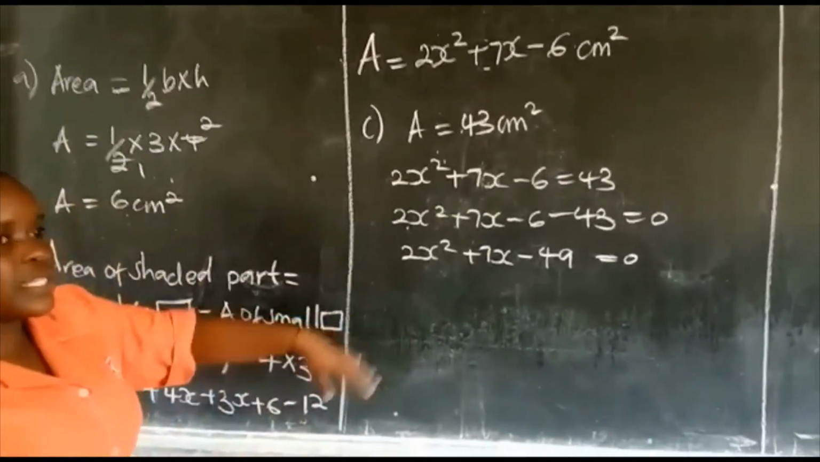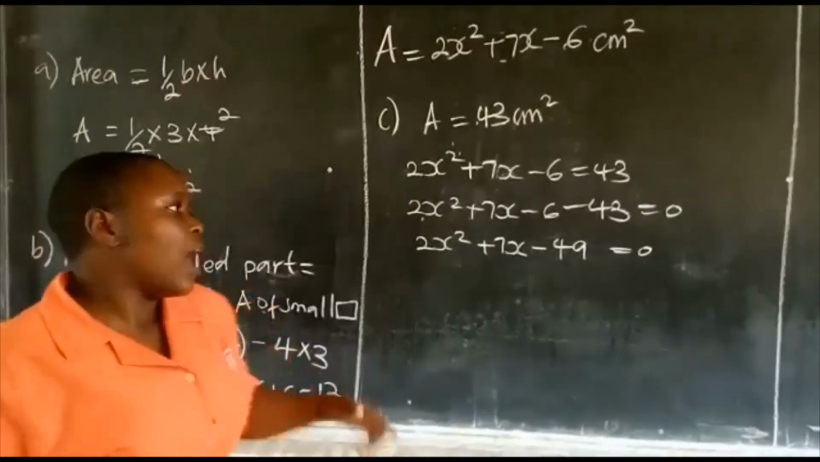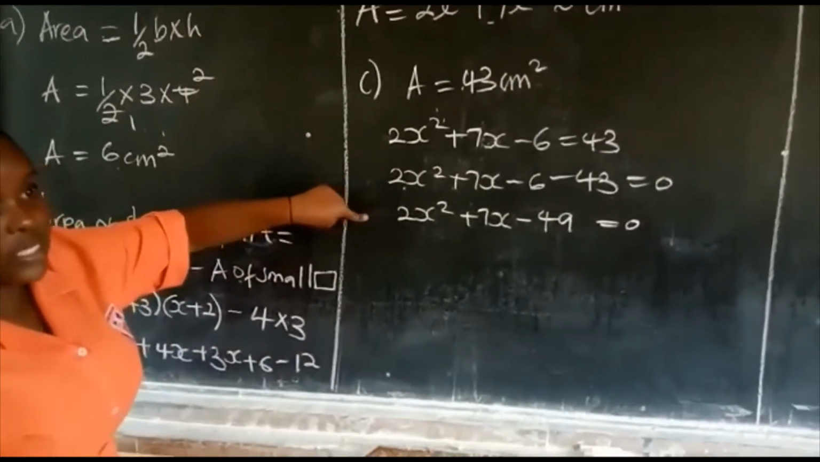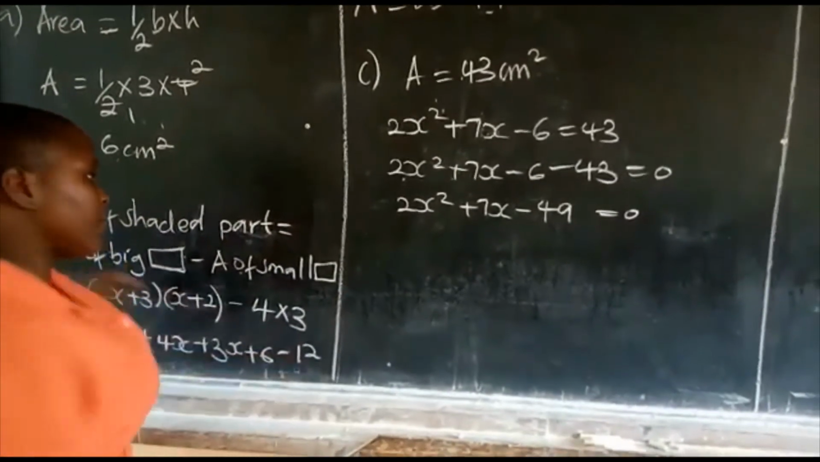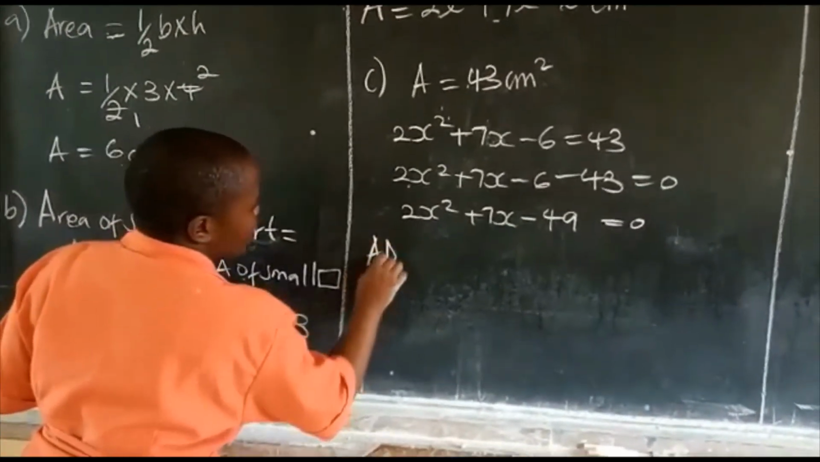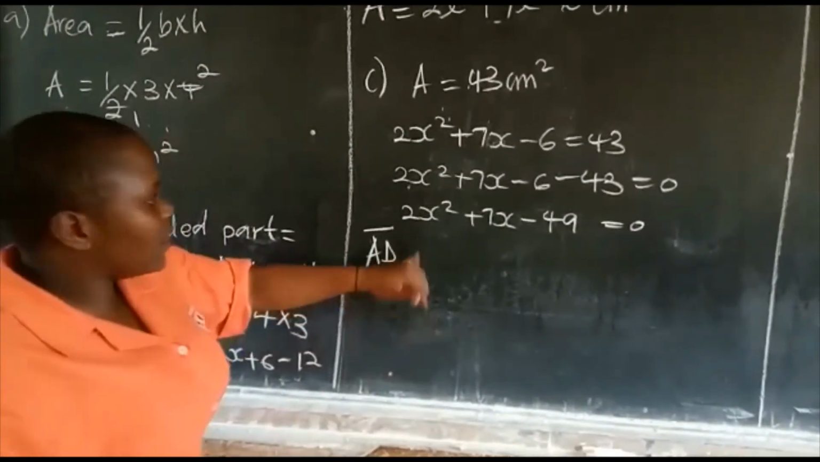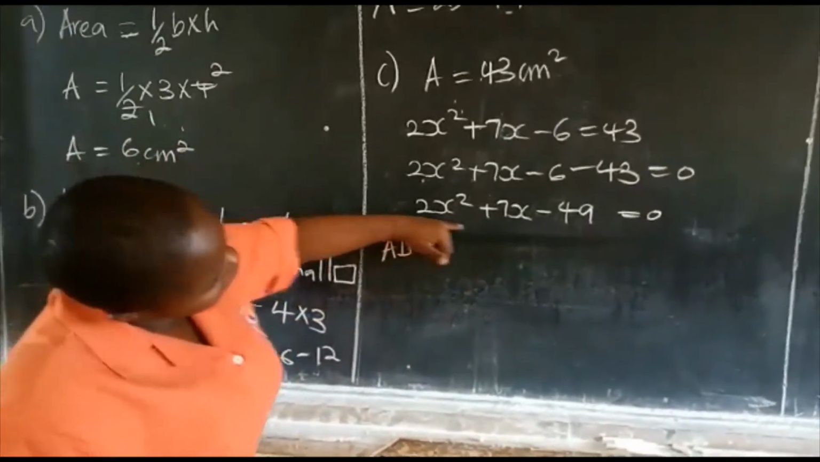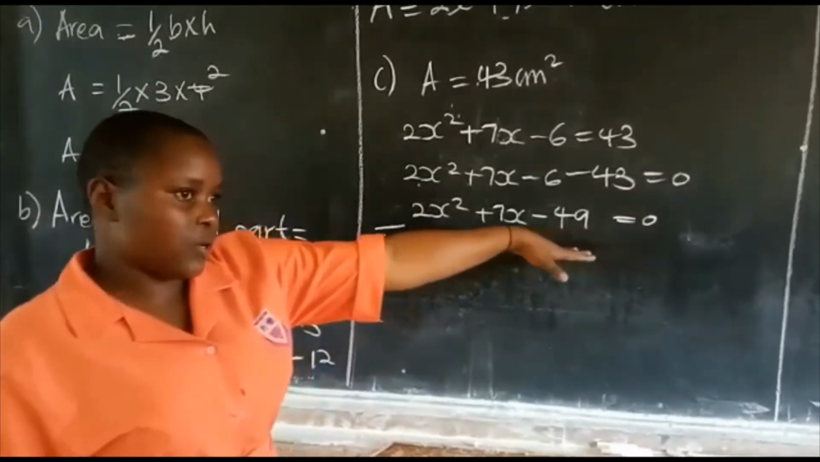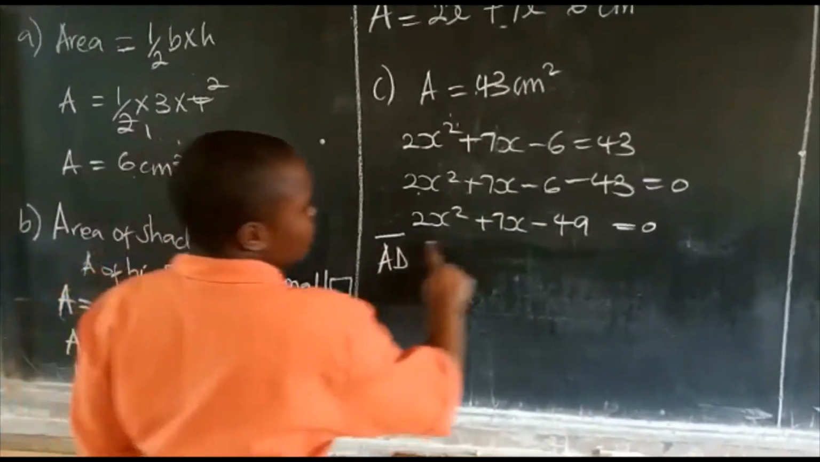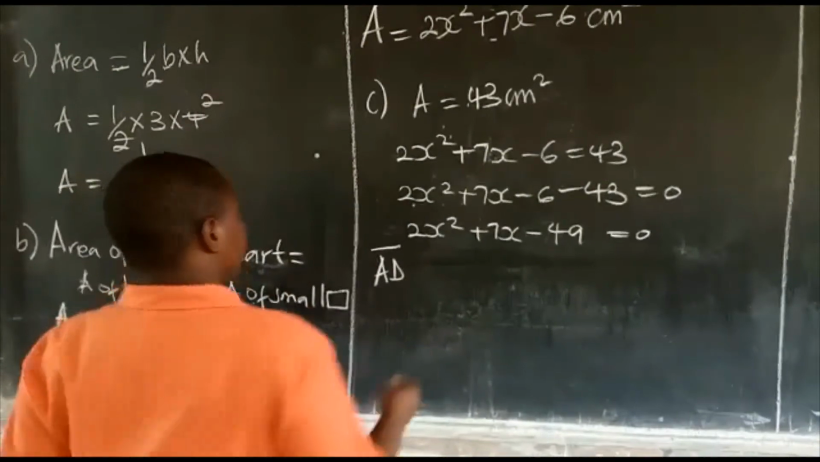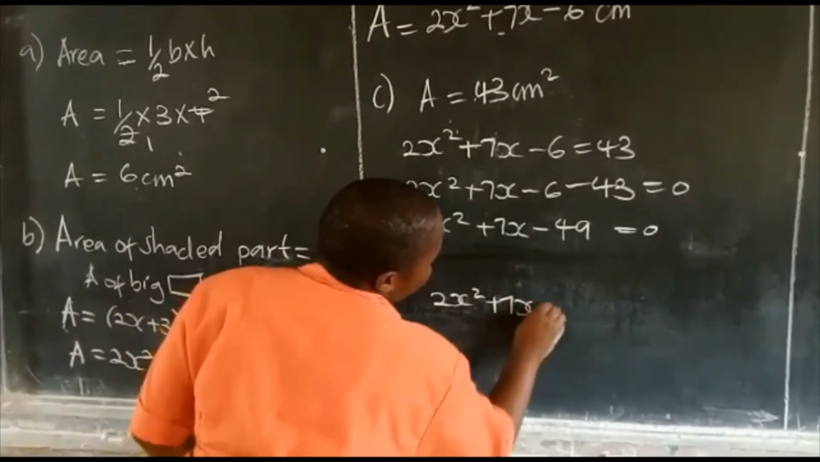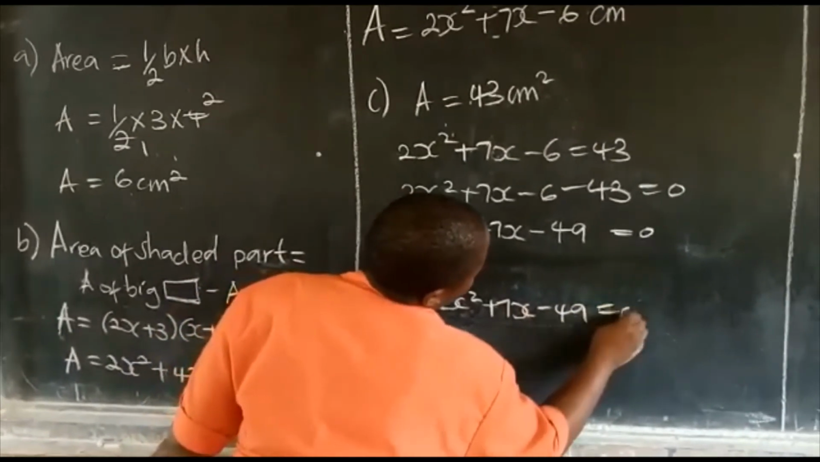And the other part says that hence find length AD. When they say hence, we need to use this equation that we have got and find AD. To find AD, we are going to first find the values of x. And we know that the equation that we have formed is a quadratic equation. So we shall work it out the way we work out quadratic equations. 2x squared plus 7x minus 49 is equal to 0.